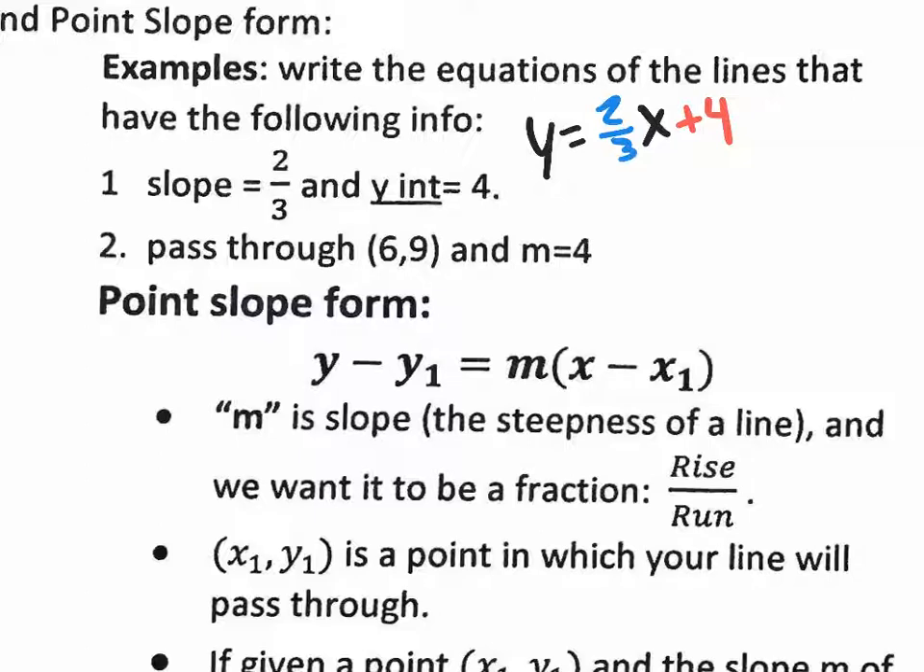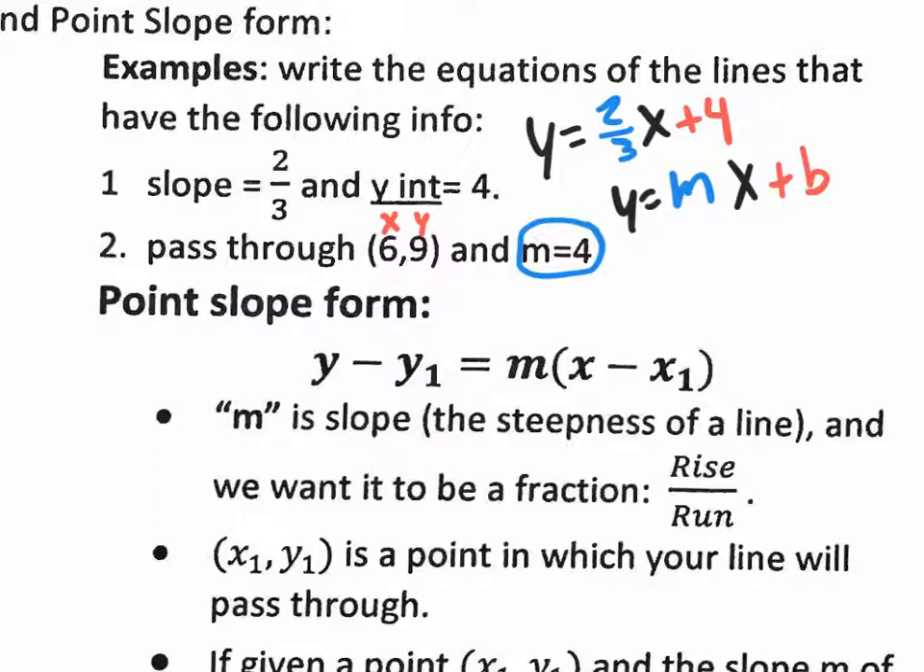Number 2, it says that your line will pass through the coordinate 6, 9, and it has the slope 4. Okay, so could you write it in slope-intercept form? In order for you to be able to write it in slope-intercept form, you need the m value and you need a b value. Do they give you the m value? Yes, it's right here. Do they give you the b value? No, they don't. What do they give you? Coordinates. And what are coordinates? What is a coordinate? It's a y and an x, right? It's a point, right? An x and a y.